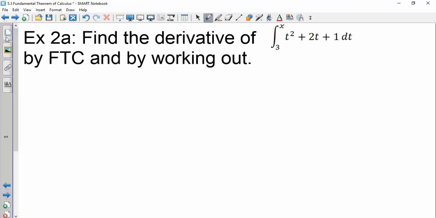Okay. So I want to look at this problem. We're going to do two things here. I want to find the derivative of the integral from 3 to x of t squared plus 2t plus 1 dt by the fundamental theorem of calculus and by working it out. So let's work it out first.